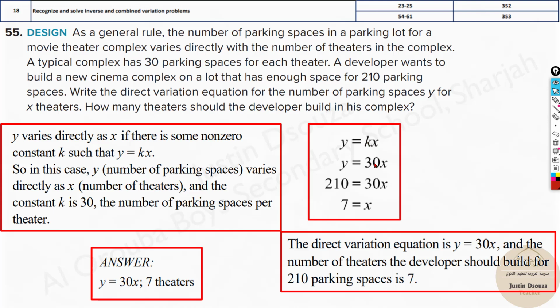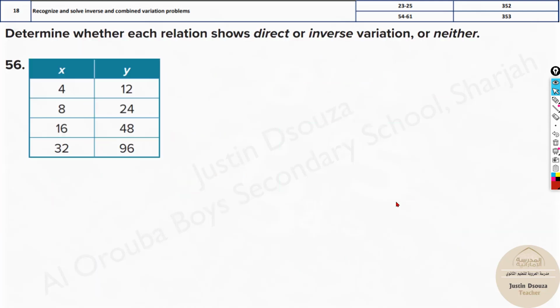So that is the slope, you can say. k is given as 30. Now, if you want to build 210 parking spaces, how many theaters must you have? x theaters. So just divide both sides by 30 and you will get 7. So that's it. The k value is given directly, so you need to write that.